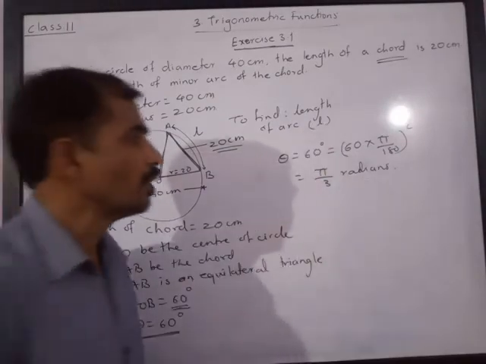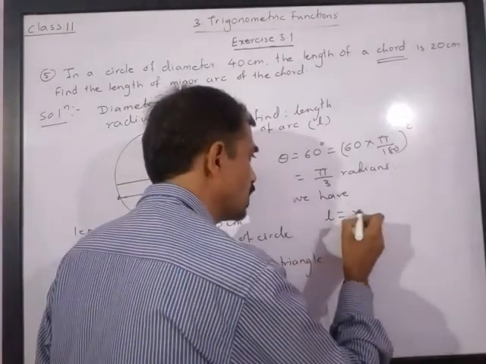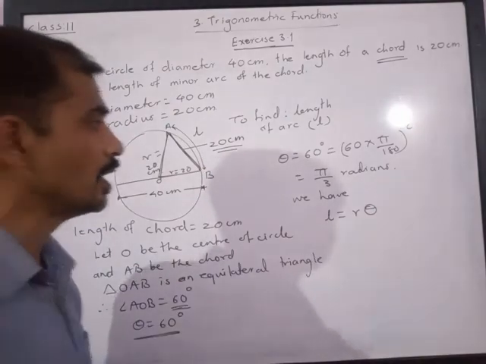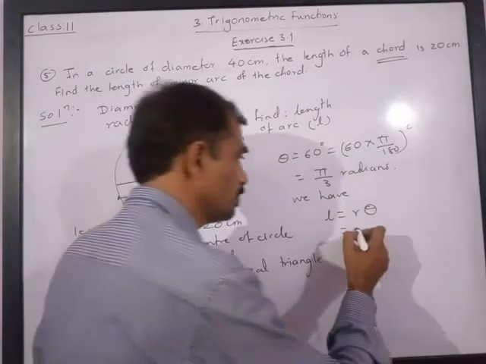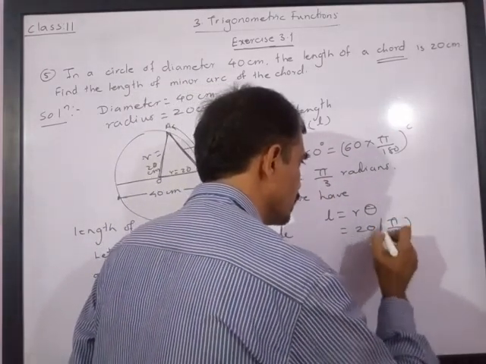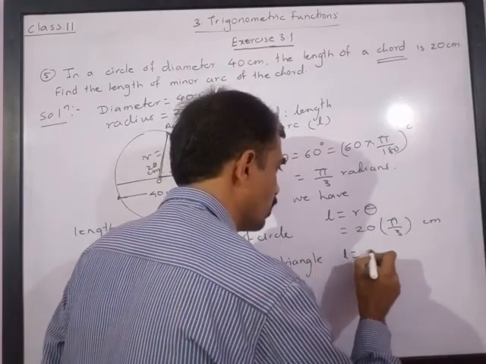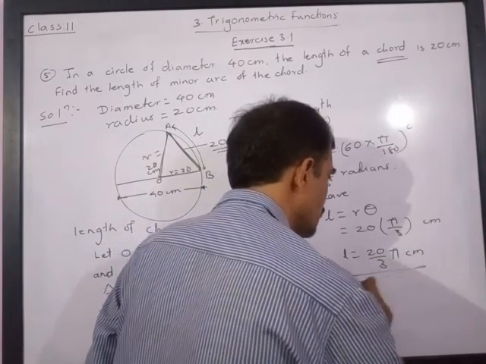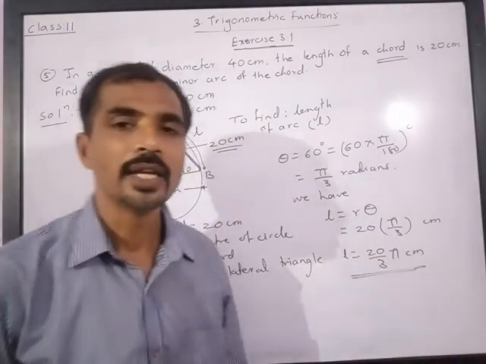We have another identity: L, the length of the arc, is equal to R multiplied by theta, where theta is in radians and R is the radius of the circle. So this is equal to 20 centimeters multiplied by pi upon 3. It means the length is equal to 20 pi upon 3 centimeters. So this itself is the answer. Thus the length of the arc is 20 pi upon 3 centimeters.